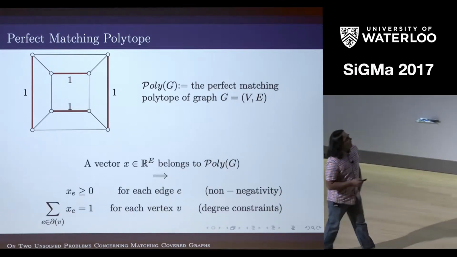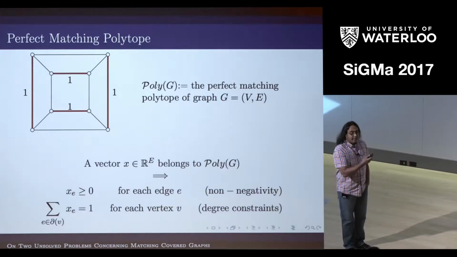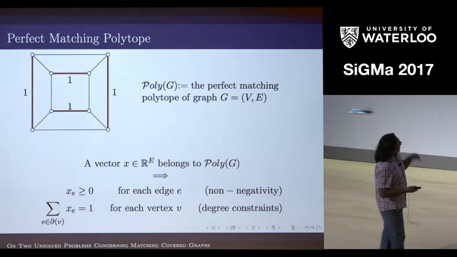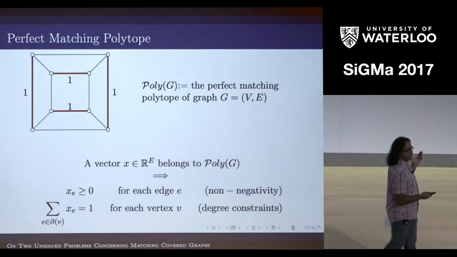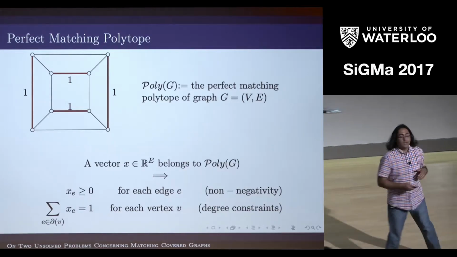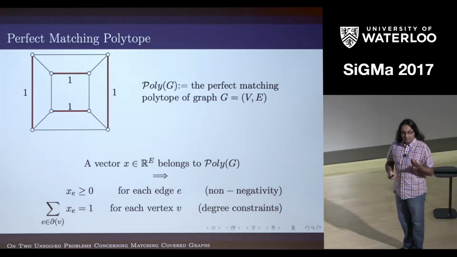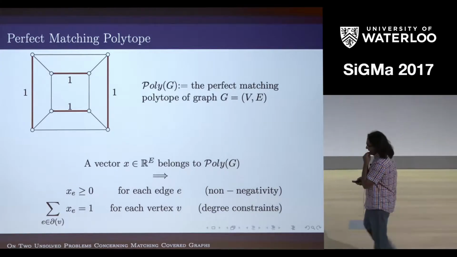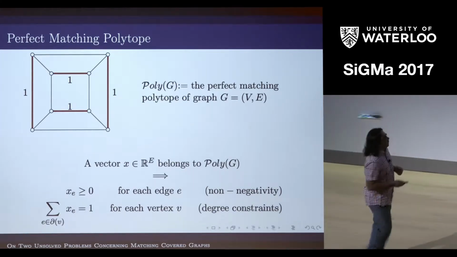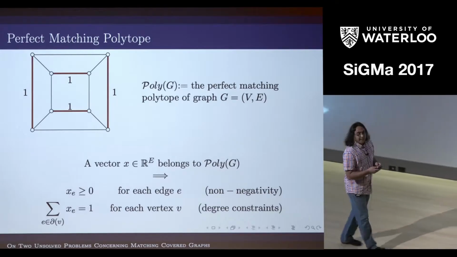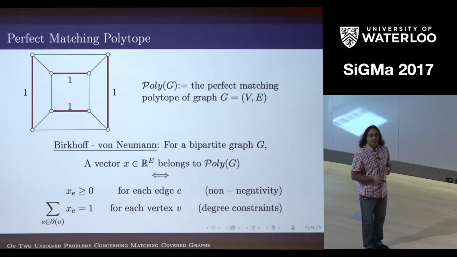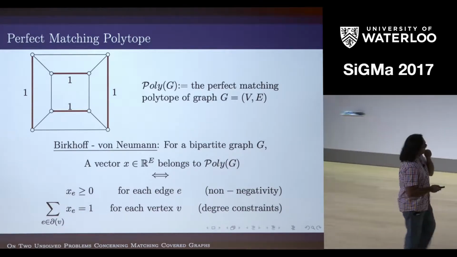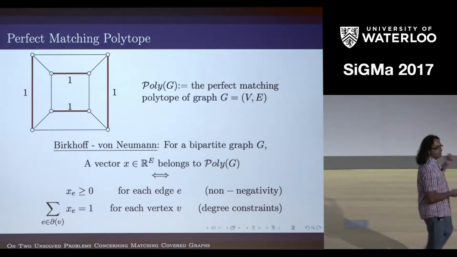Okay, and it's clear that if you have a vector that is in the perfect matching polytope, then it has to satisfy 2 constraints: non-negativity, and that at every vertex, the sum of the values on the edges incident at that vertex is going to be exactly 1, because they're convex combinations of perfect matchings. An observation made by Birkhoff-von Neumann, a classical result, is that for bipartite graphs, this is if and only if. However, this is not true if your graph is not bipartite.